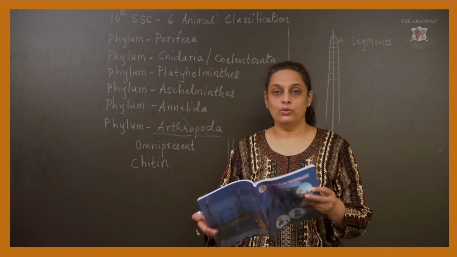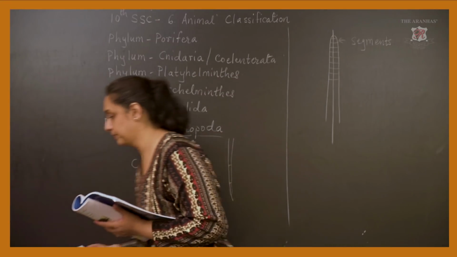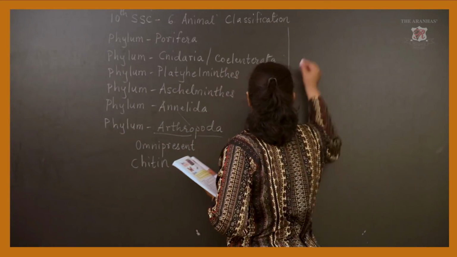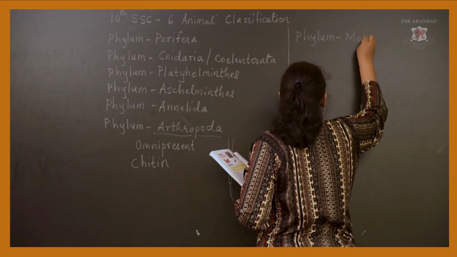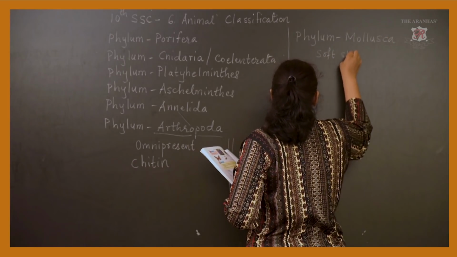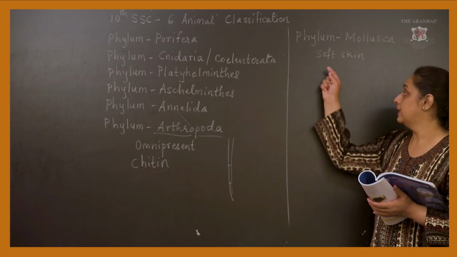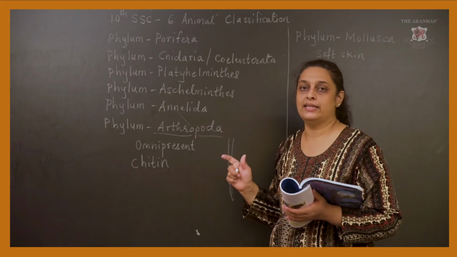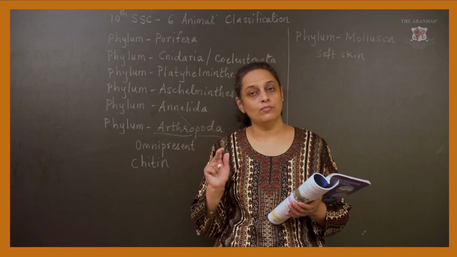Now I will move on to the next group of animals, that is phylum Mollusca. Now animals from Mollusca, their typical feature is they have a soft skin. Very delicate skin is present in these animals. So soft skinned animals are included in phylum Mollusca.